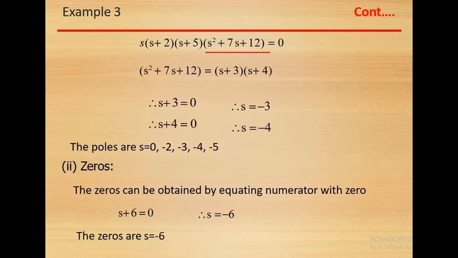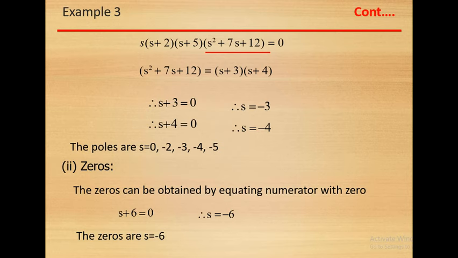Okay, so similarly, based upon these steps, we have calculated the poles. How many poles have we got here? 1, 2, 3, 4, 5. After that we have to calculate the zeros, and then we will draw the pole-zero plot on the s plane, which can be called a pole-zero plot.